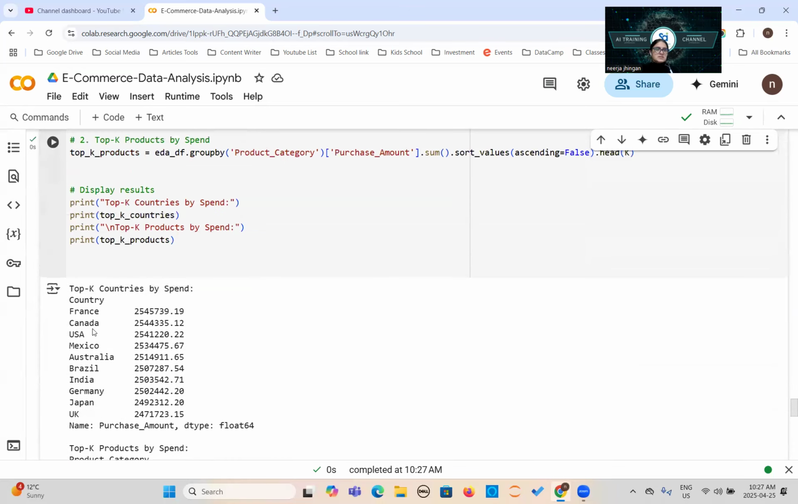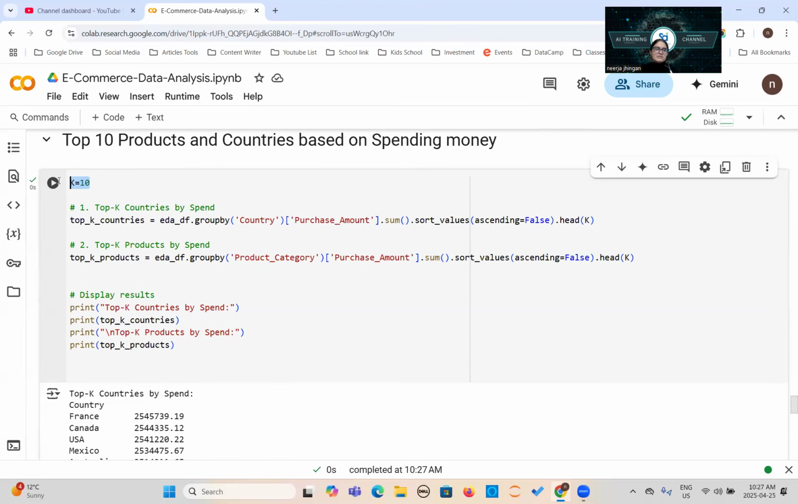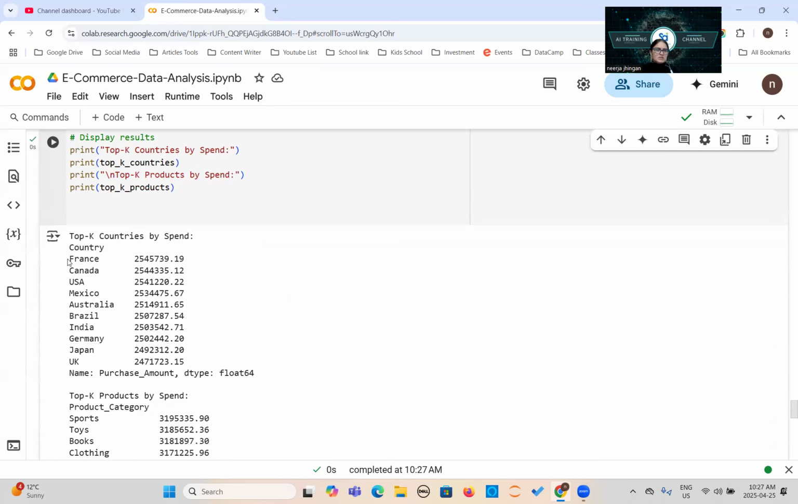So here, this is what you need to do. You can set any K value. If you are interested in only the top 5, you can set K equal to 5. You need to make a custom method for the top K countries by purchase amount, and then the top 10 products on which they are spending more money. Here it is showing me that France is spending more money.